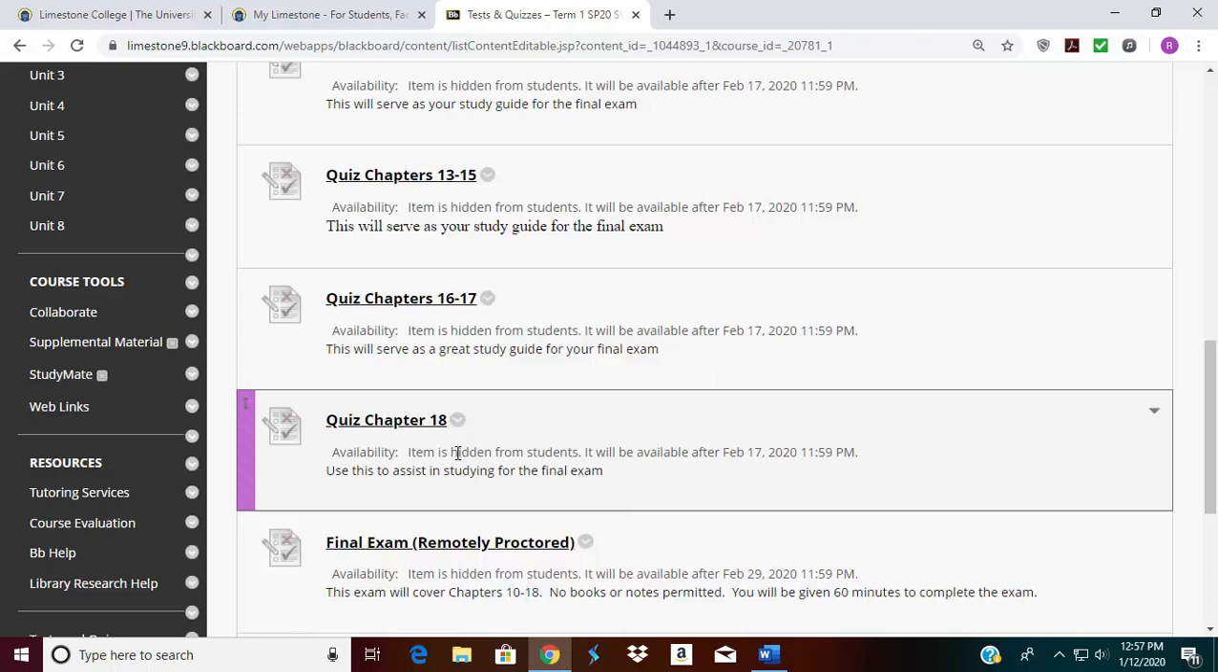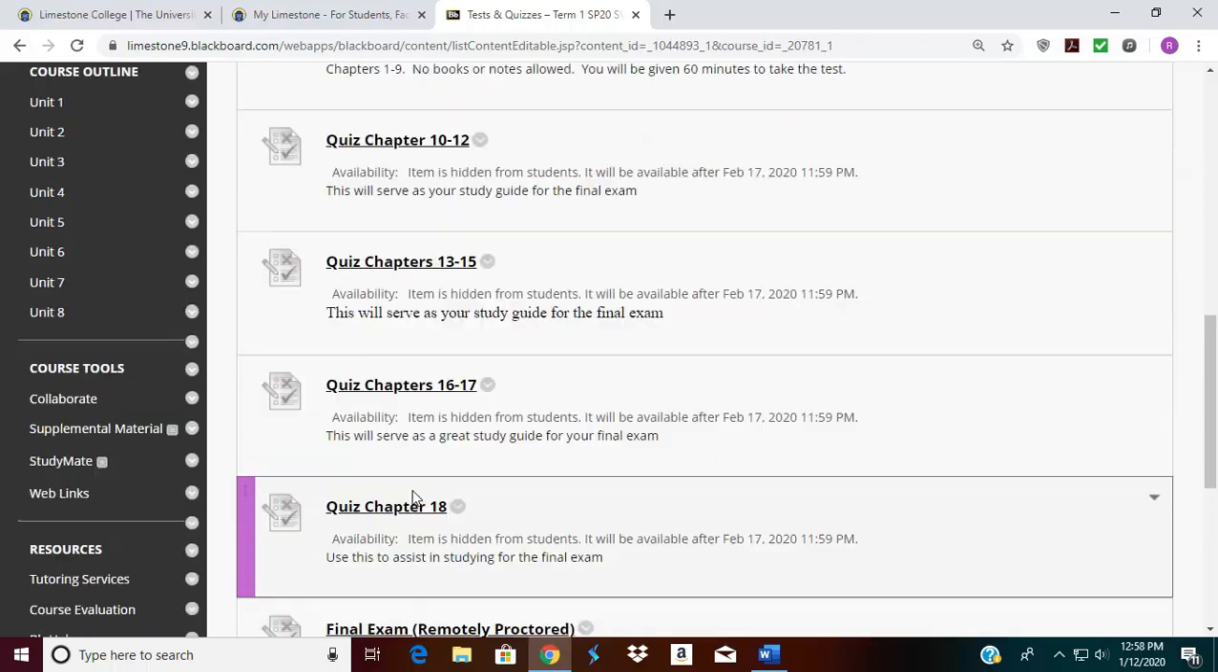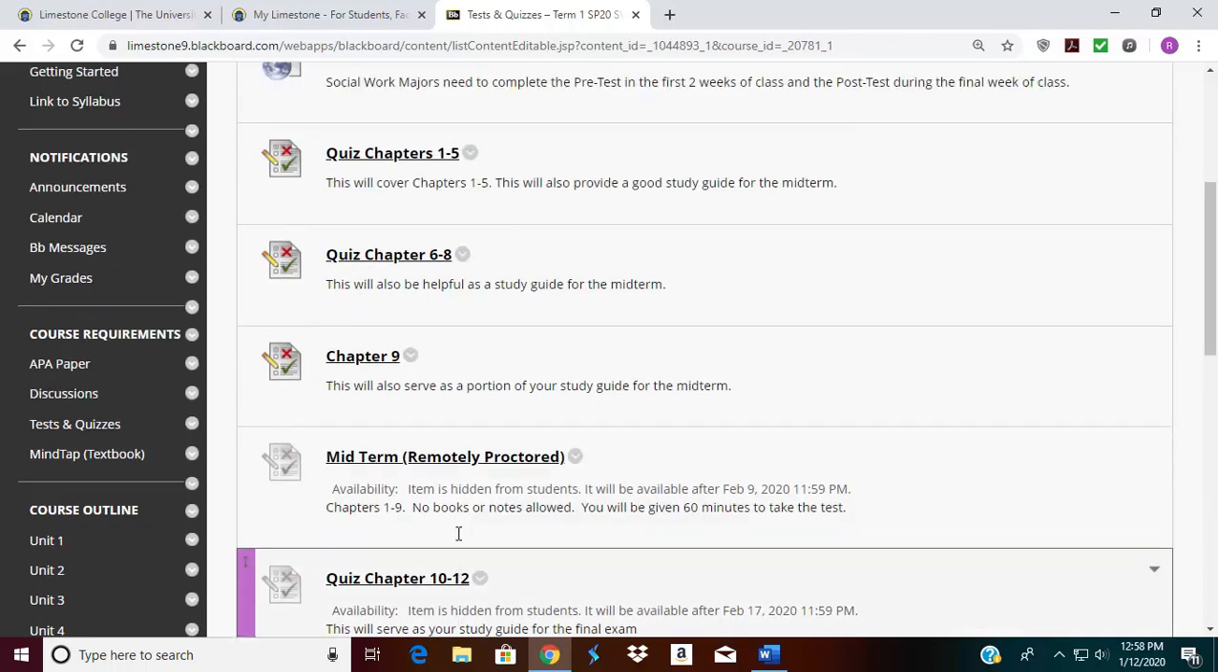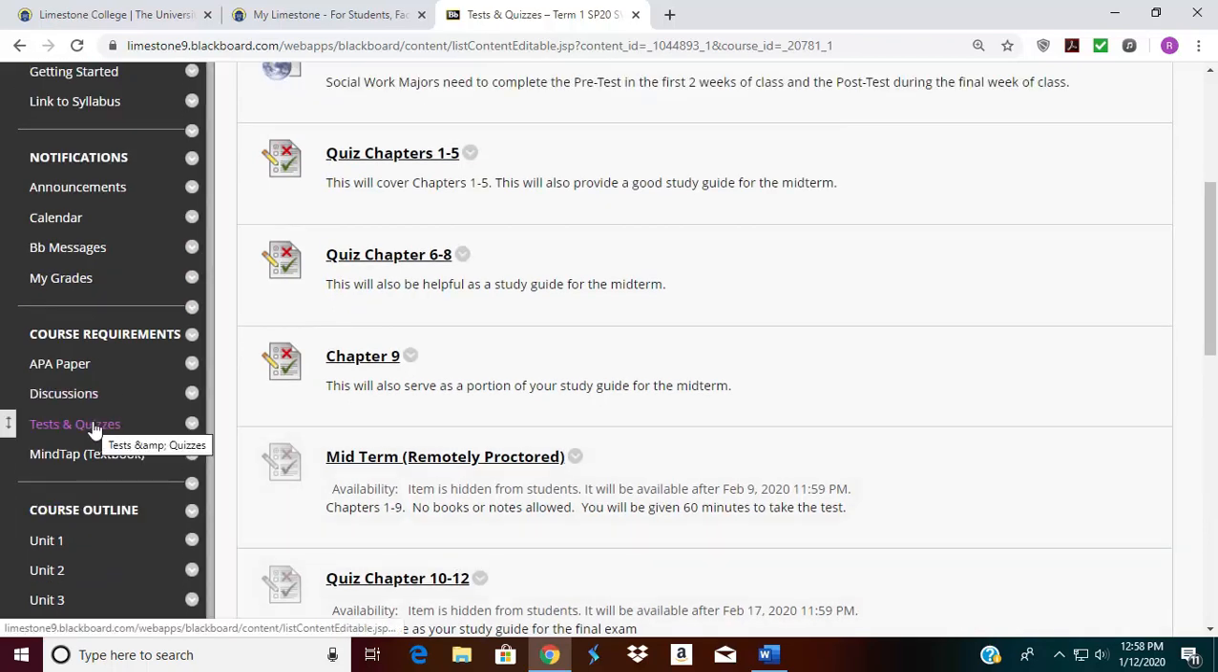do your final exam. And your final exam is going to be from chapters 10 through 18. Your midterm is 1 through 9, and your final exam is going to be 10 through 18. This is to prepare you for the final exam. So all your quizzes will be available to you under tests and quizzes.